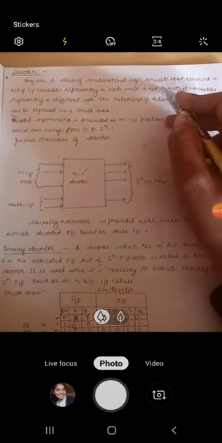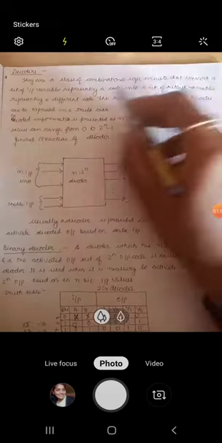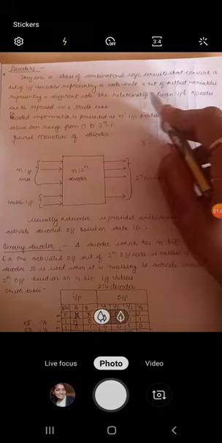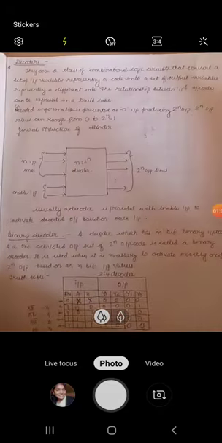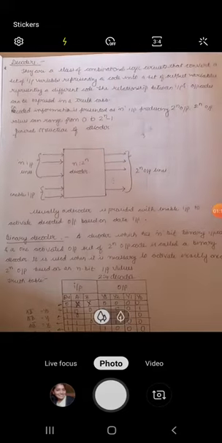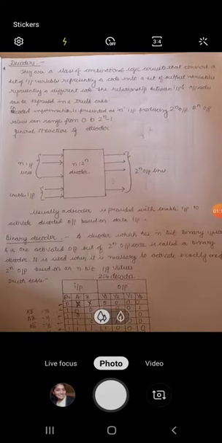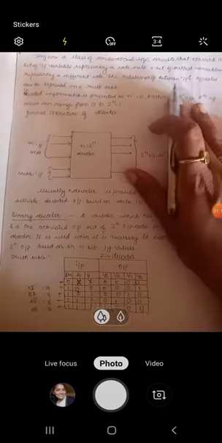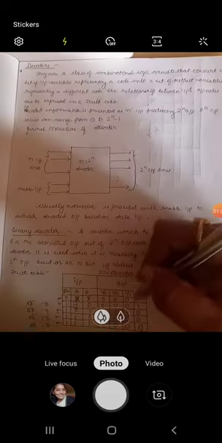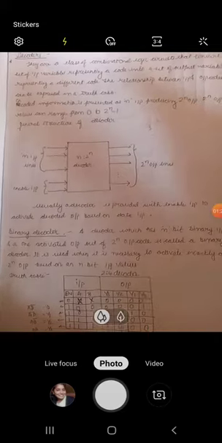Okay, so let us see what the definition of this is. Decoders are a class of combinational logic circuits that convert a set of input variables representing a code into a set of output variables representing a different code. It means input codes and output codes are completely different from each other. The relationship between the input and output is written in the form of a truth table. So we will see the truth table later.